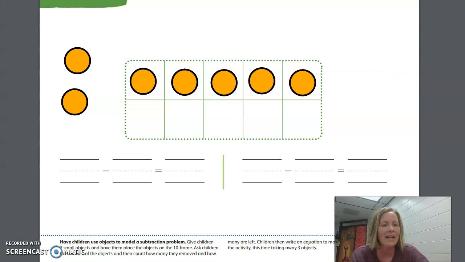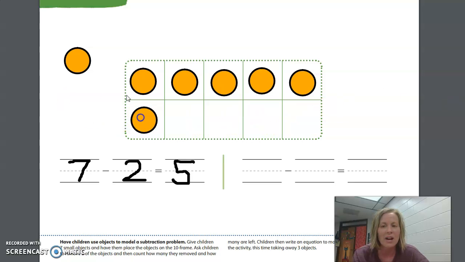Now what are we going to write as our number sentence? You're right, we would write 7, take away 2, these are the ones we took away, equals 1, 2, 3, 4, 5. Nice job. Write that number sentence. 7 take away 2 equals 5. Ooh, let's put our objects back on. Now we're going to do another takeaway. This time, we're going to take away 3 objects, 3 of our counters.